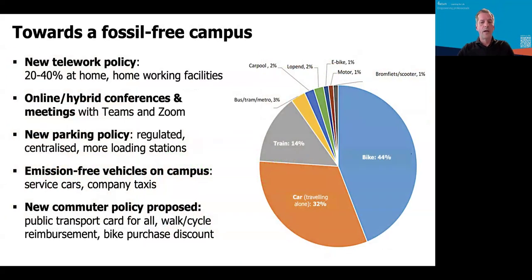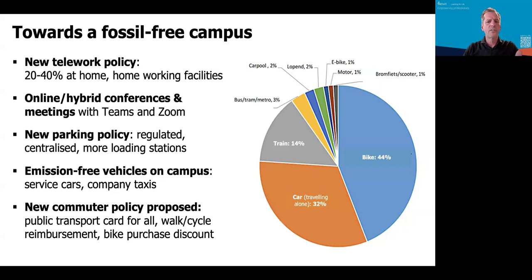We also look at mobility, and commuter travel is one part of that. So we want to get to a fossil-free campus, no emissions anymore, which since COVID-19, of course, is easier because we now know that we can telework at home and at many various other places. And it's allowed for TU Delft staff to be 20 to 40% at home.